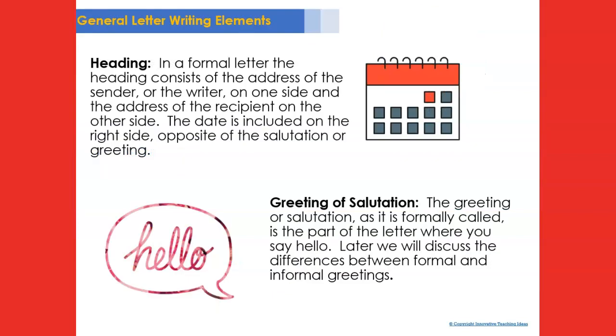So there are some general letter writing elements you'll need to know. So these formal email elements you'll need to know. You'll need a heading. So in a formal email, the heading consists of, in this case, the email address that you're sending it to, and the address of the recipient in there as well. So that's really what you're doing. You have to put the email address of the recipient. The date is embedded in the email, so you don't have to worry about that.